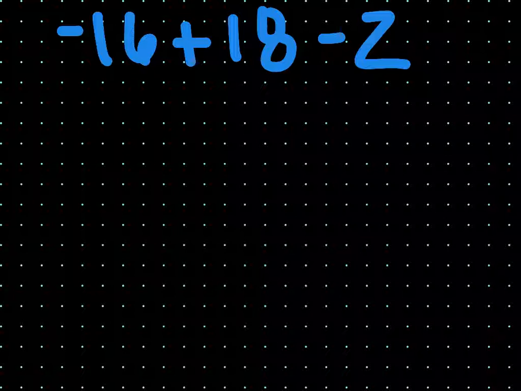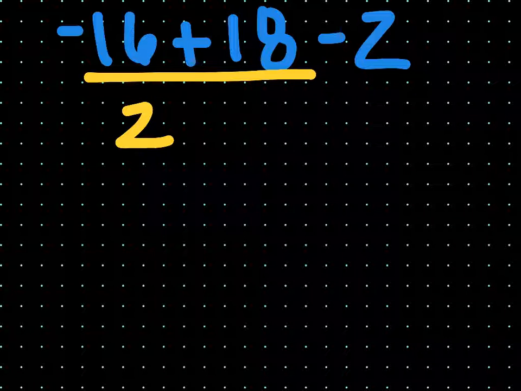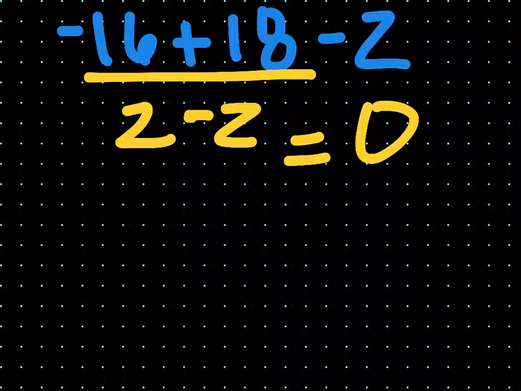The next would be division. Do we have any division? No. So next would be addition. Do we have addition? Yes. So negative 16 plus 18 is 2. And then what's left is 2 minus 2, which equals 0. Did you get the right answer? Awesome!